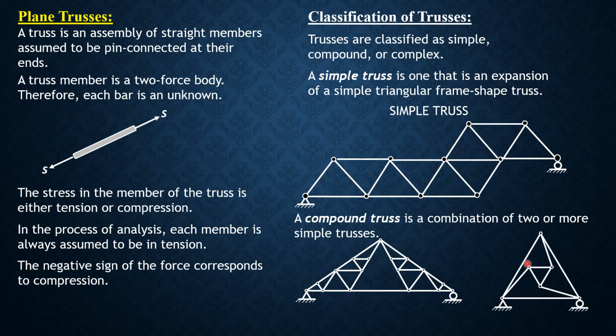Another compound truss is this. We have a simple triangular truss here, and another triangular truss here. Then the two trusses are combined or joined by adding three bars. So that's it. That's the principle for a compound truss.